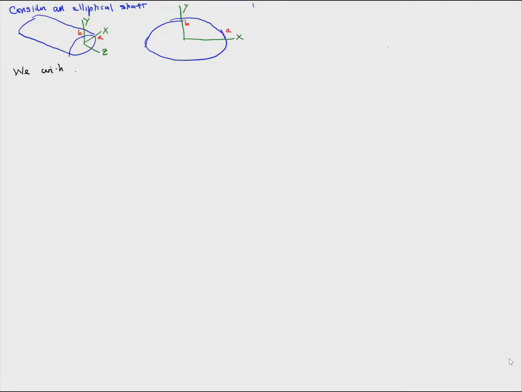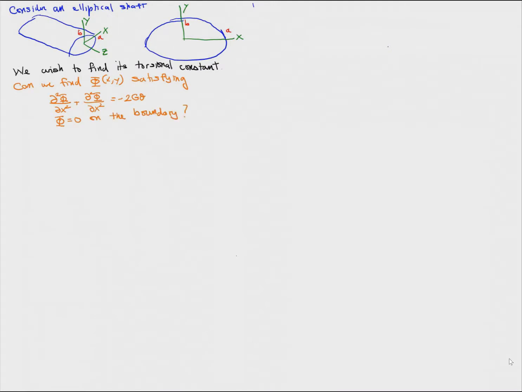The shaft has major and minor axes A and B as shown here, and we would like to find its torsional constant. Can we find a stress function phi of xy that satisfies the Poisson's equation and phi equals 0 on the boundary, on the elliptical curve?